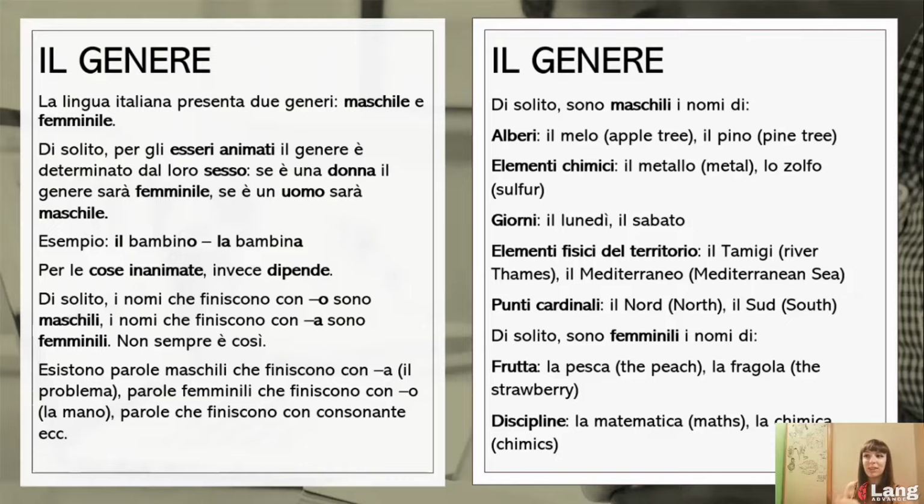Attention, we said that il melo, apple tree, is masculine, but what about the fruit? Usually fruit is feminine, always. La pesca, the peach, la fragola, the strawberry, la banana, the banana, l'uva, grape, they are all feminine. Even subjects, the ones that you study at school, they are usually feminine: la matematica, la chimica. Not all of them are feminine, but usually they are.